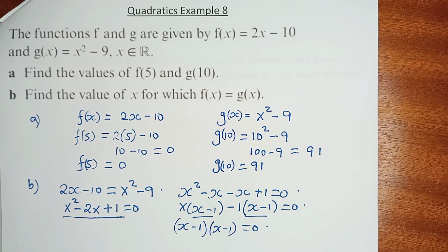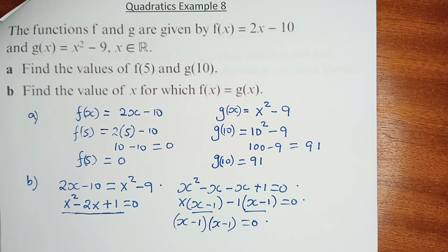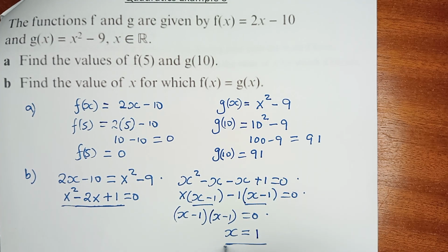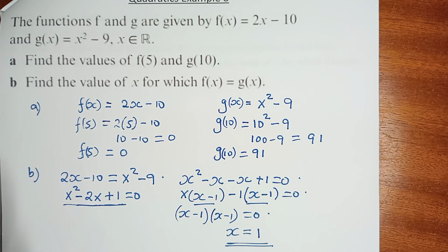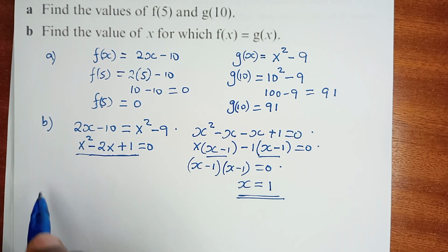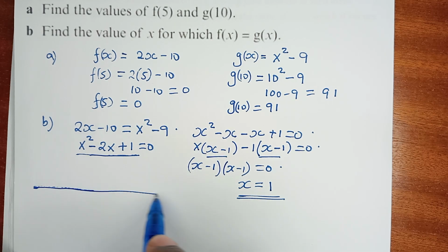You can see this is a repeated bracket, meaning a repeated root, and that gives us that x is equal to 1. That is what we mean when the two functions are equal: x has to be 1. Or when x is equal to 1, then the two functions are equal. And we can just try it out and see, what about f(1) and g(1)? We can test that and see whether it is true.